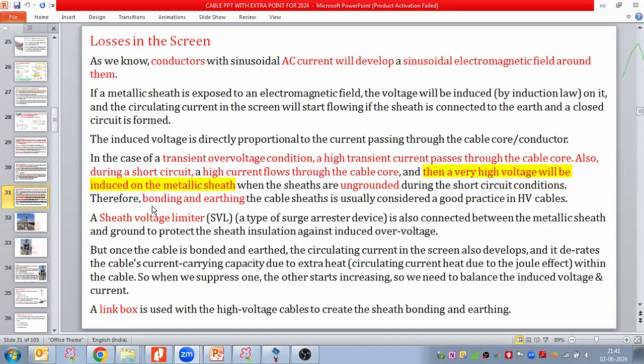Therefore, bonding of the sheath and grounding or earthing of the cable sheath is usually considered a good practice for high voltage and extra high voltage cables.